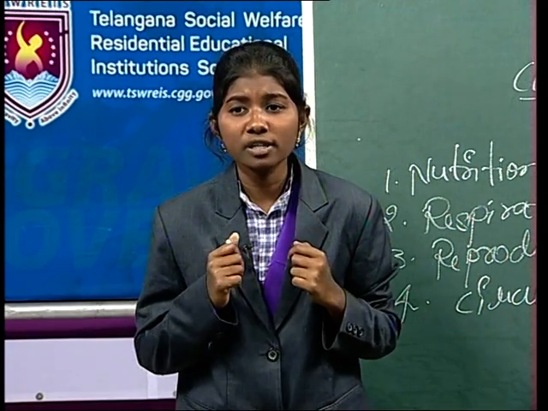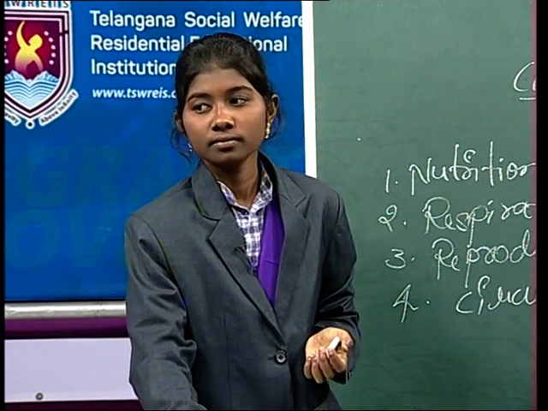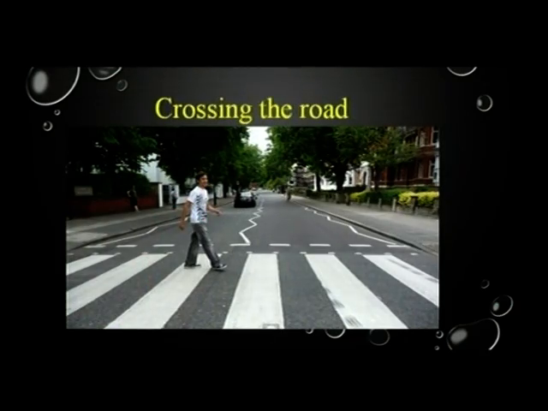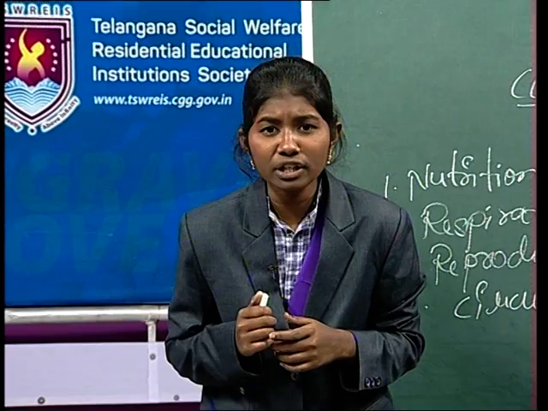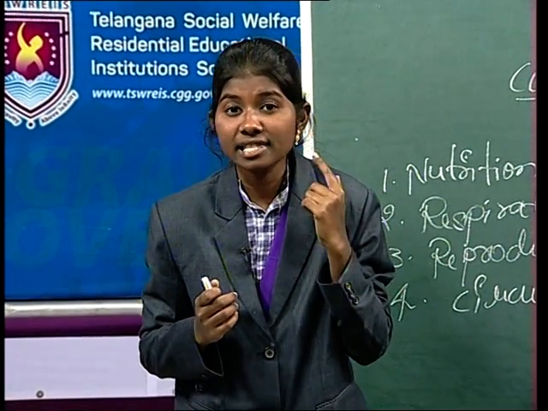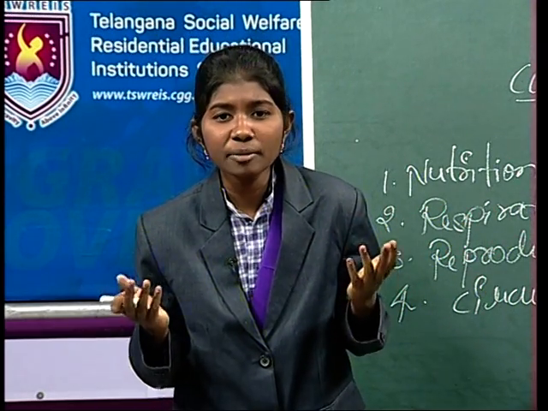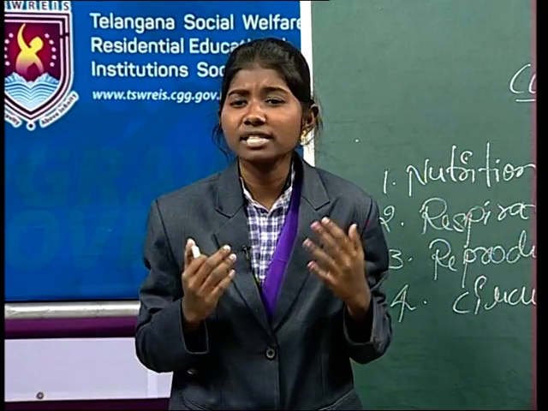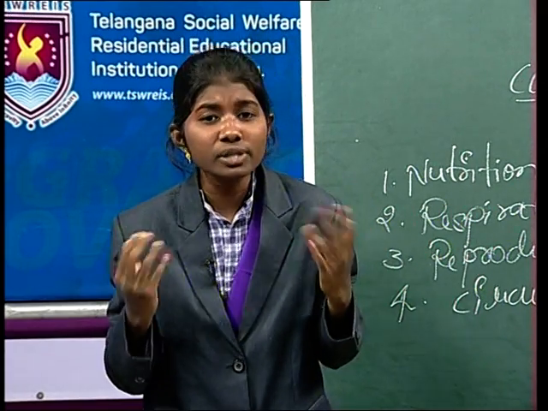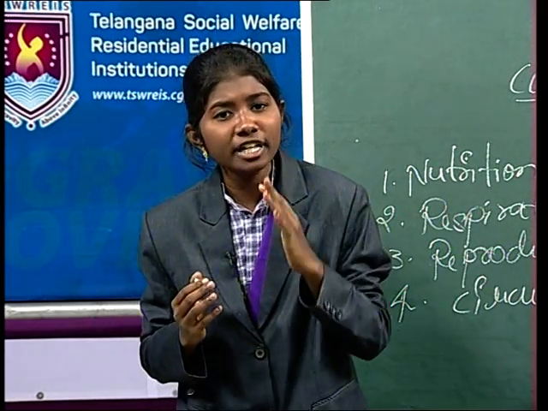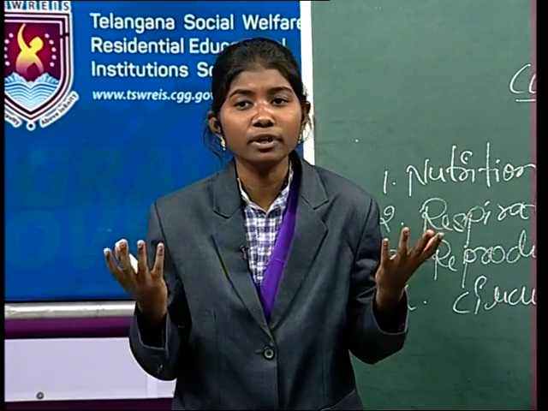Can you give another example? Yes. Crossing the road. Here the boy is crossing the road. What are the organs involved? Eyes, ears and legs. When we are crossing the road, our eyes, ears and legs should coordinate with each other. Otherwise, you may hit a person. So when we want to do some work, the organs should be dependent on others. Then only we will do the work.